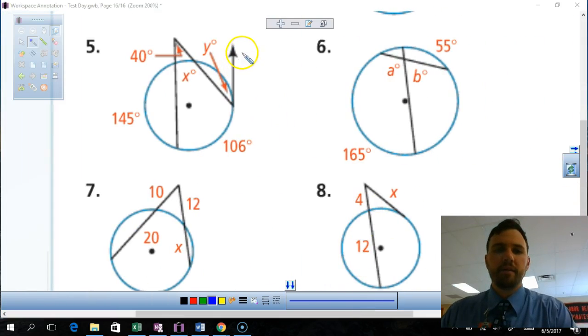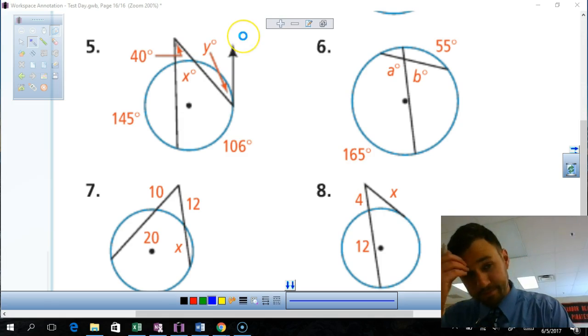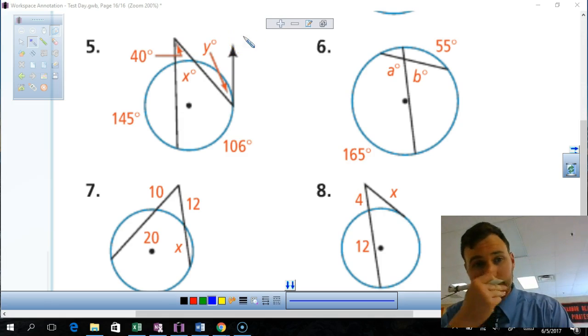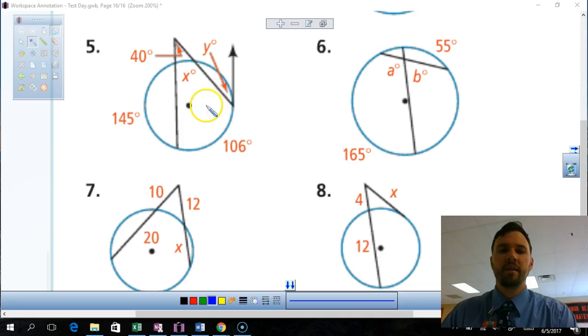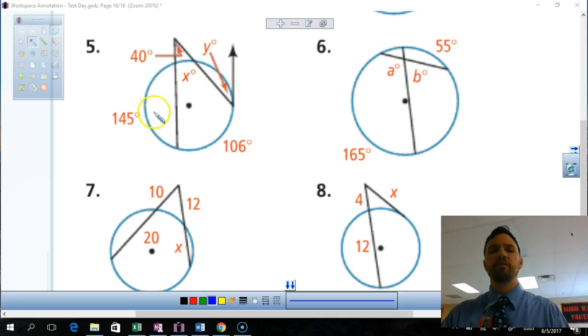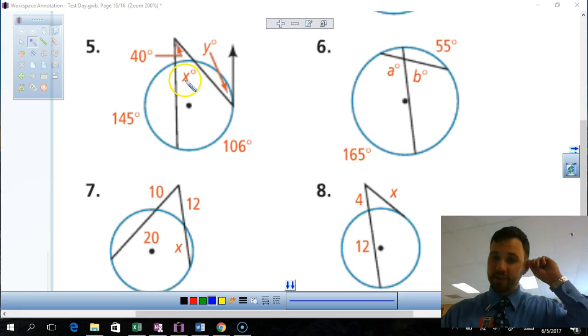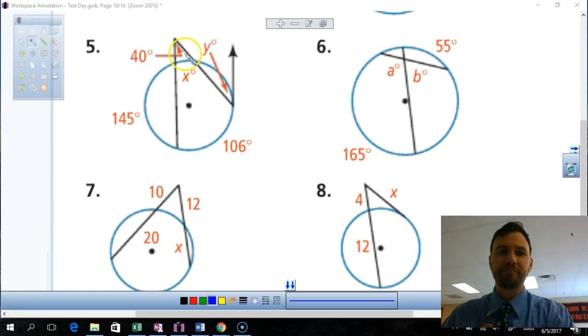Mamma mia! We got a lot of problems to do, guys. Alright, number 5. Let's find y first, because so this is 145, this is 60. Let's find, oh, we can't yet, we gotta find x first. Let's find x first, just kidding.